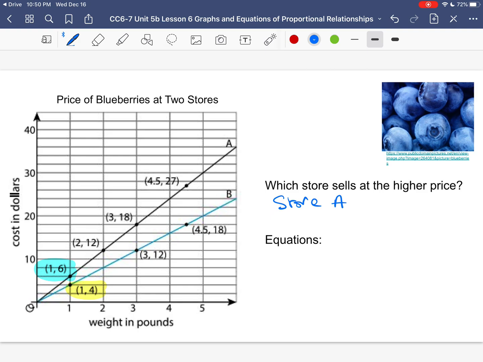And then we're asked to write equations to represent these. The equation for a proportional relationship is always written in the format y equals kx, where k is your constant of proportionality, or your unit rate. So for store A, the equation would be y equals the unit rate, which is 6x, and at store B, the equation would be y equals 4x, because the constant of proportionality there is $4 per pound.